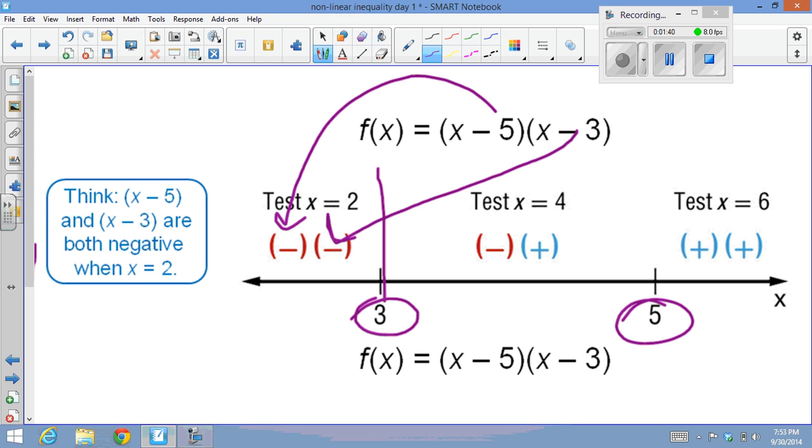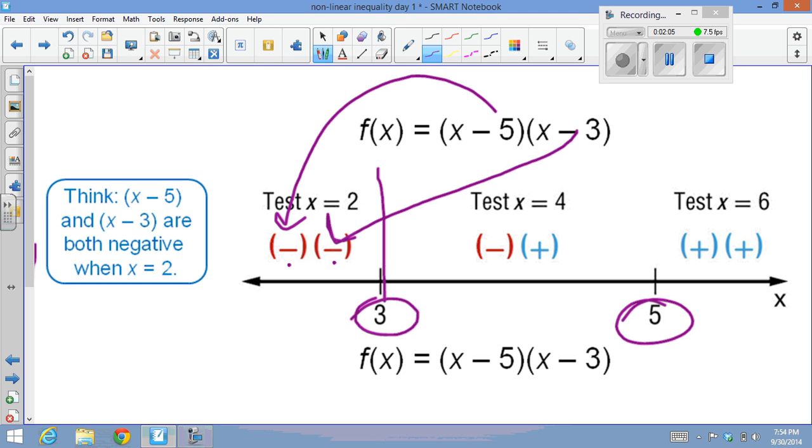So if I put a 2 into my root, x minus 5, 2 minus 5 is going to be a negative number. I really don't care if it's a negative 5 or negative 10. It doesn't matter to me. All I care about is the sign. The sign tells me it's negative, so I put a negative there. Then I put 2 in the other factor, and I also get a negative. So I put that down there.